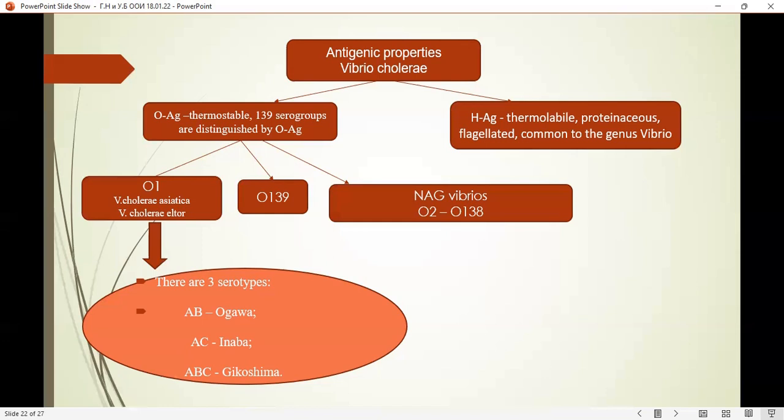The combination of A-B subunits is called the Ogawa serotype. The combination of A-C is called the Inaba serotype, and the combination of A-B-C is called Hikojima. The last serotype is transitional between the first two. Many currently dispute its existence. NAG, non-agglutinating vibrios, are non-pathogenic and opportunistic Vibrio cholerae not belonging to serogroup O1.